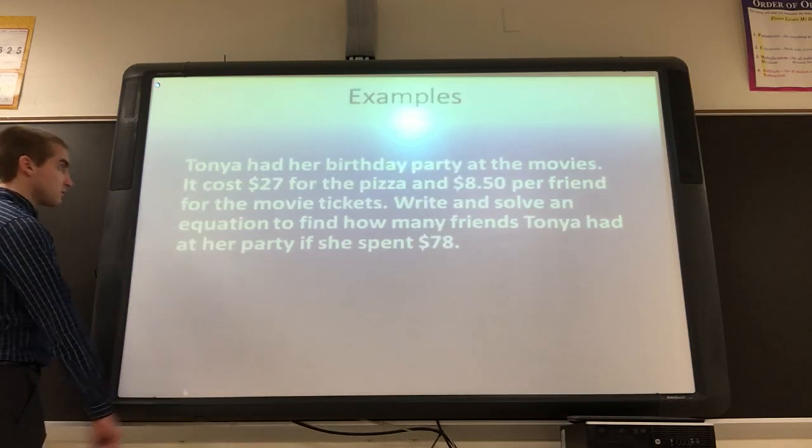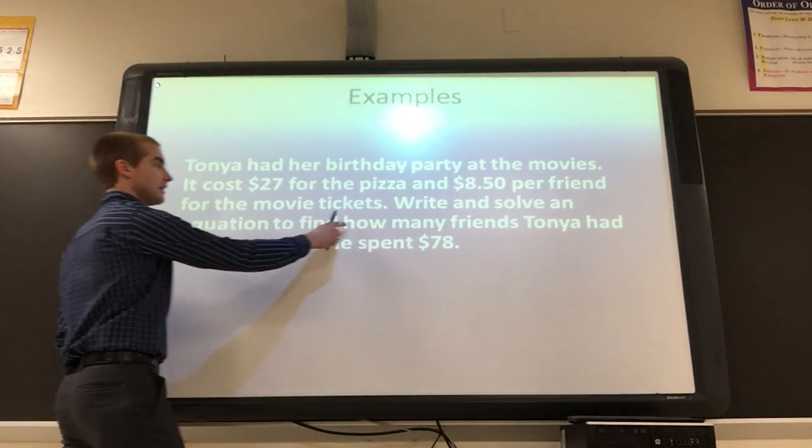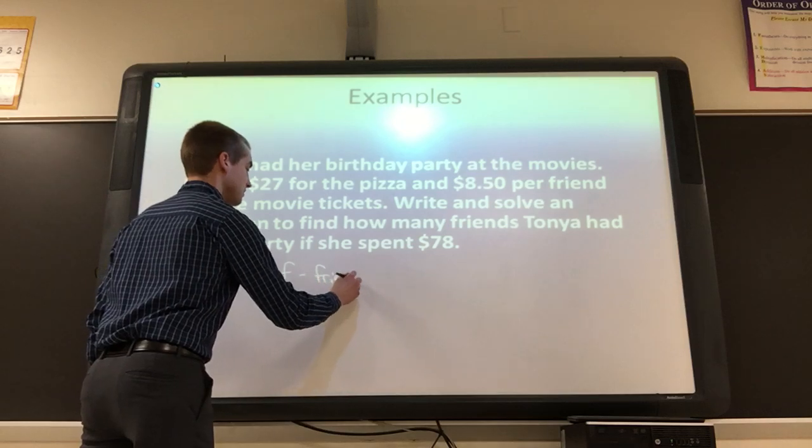So let's look at our first one here. It says Tanya had her birthday party at the movies. It cost $27 for the pizza and $8.50 per friend for the movie tickets. Write and solve an equation to find how many friends Tanya had at her party if she spent $78. So the first thing that we're going to do is define the variable. Go back to that question and ask yourself, what am I trying to find? Well, you see find how many friends she has at her party. So we're going to say F represents friends.